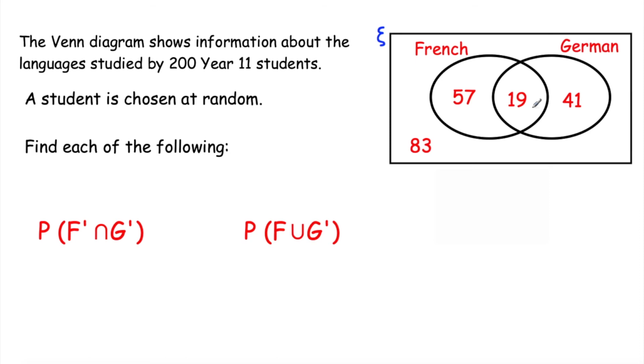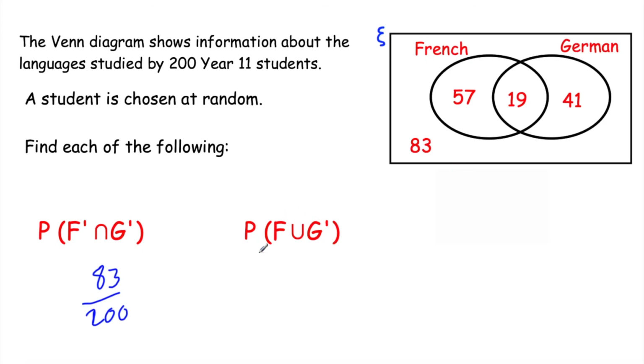So if we have a look at our diagram, I'm going to tick the ones that are not French. So not French would be this one and this one. Not German would be this one and this one, and we're looking for not French and not German. So the one that's not French and not German will be this region here. So there's going to be 83 students that don't study French and don't study German. So the probability of picking one of those at random would be 83 out of 200. And that's it. So that's the probability of F dash and G dash. Okay, let's have a look at our next one.